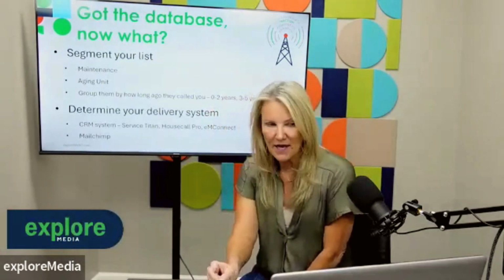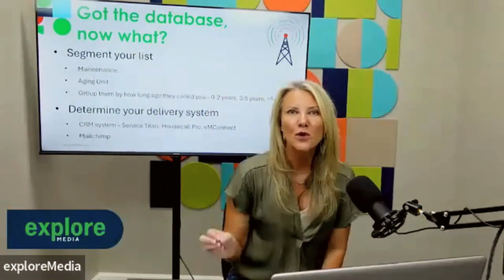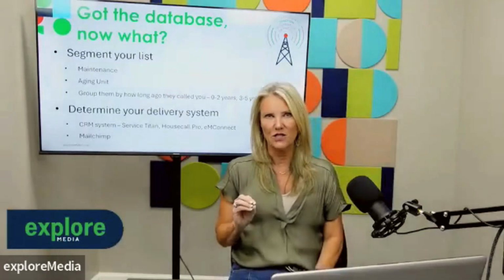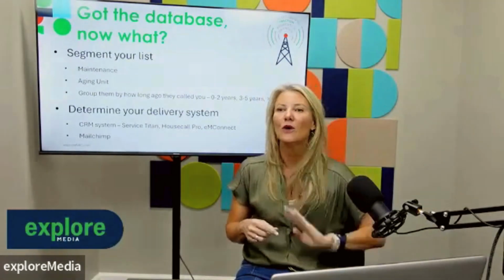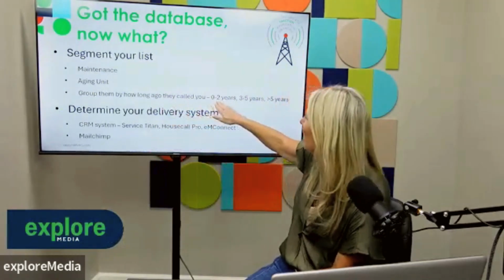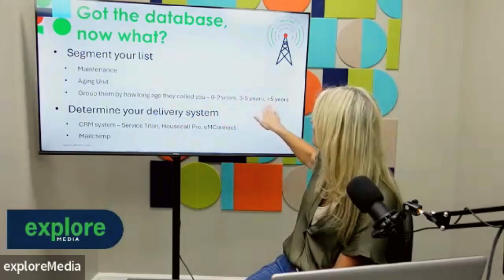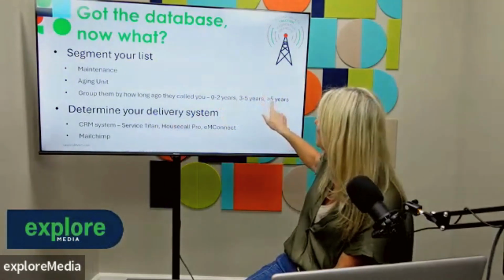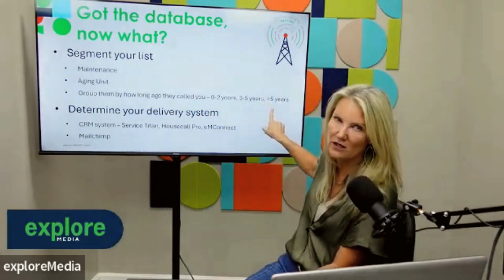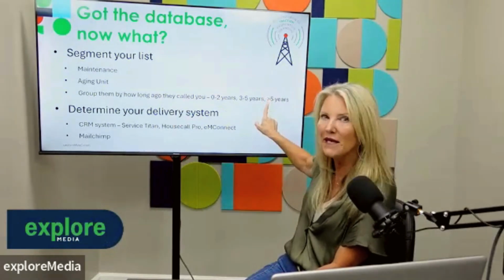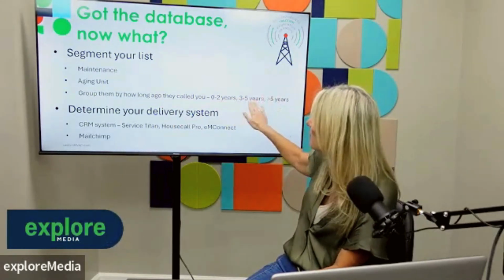So you've got the database. Now what? There are some pretty simple segmentations that I would do, and in most cases they call these tags. You can go through and run a list in your database. Hopefully you have a good CRM system where you can see the last time they did a service with you. I would group them by 0 to 2 years, 3 to 5 years, and greater than 5 years. Chances are the greater than 5 years may have found another person, but they may not be loyal to them, so we don't want to forget about that.